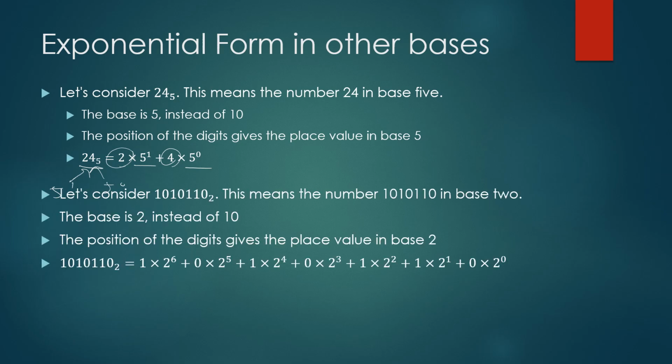Now let's consider 1, 0, 1, 0, 1, 1, 0, base 2. This means we have the number 1, 0, 1, 0, 1, 1, 0 in base 2. Now the base is 2 instead of 10. And again, the position of the digits gives the place value in base 2, where the farthest one to the right is 2 to the 0, and then 2 to the 1st, 2 to the 2nd, 2 to the 3rd, and so on and so forth.